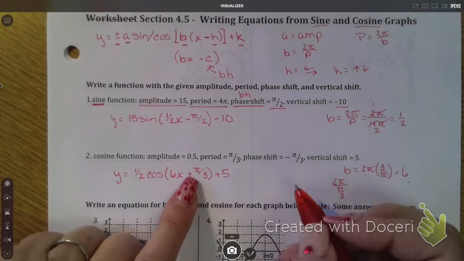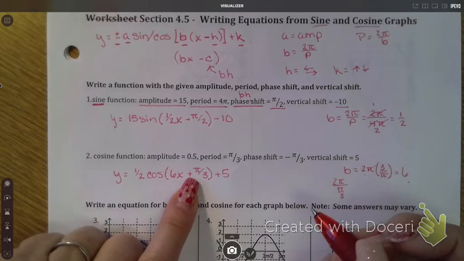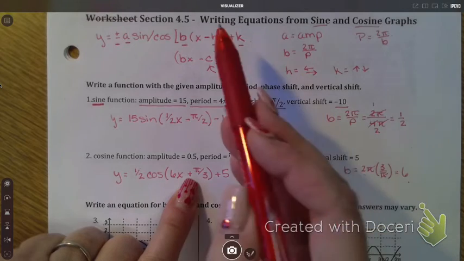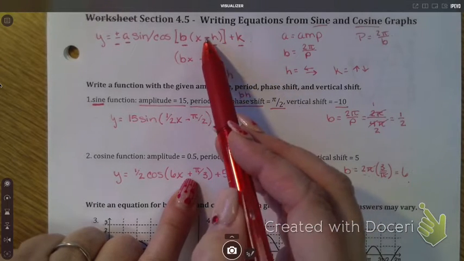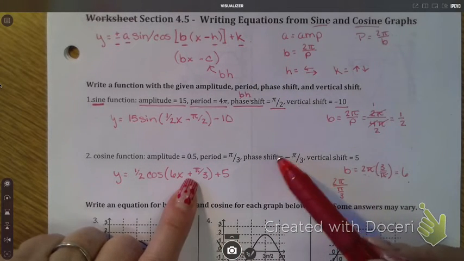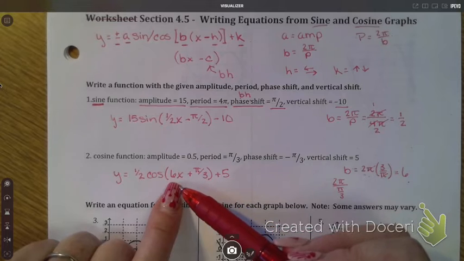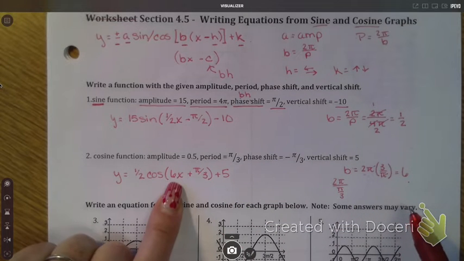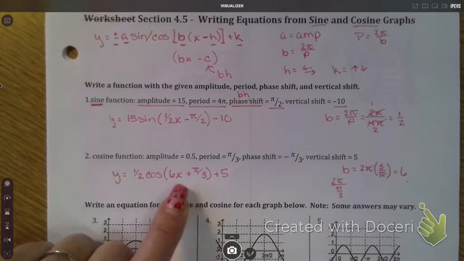Now, did everyone put plus pi over 3? Yes. Good job. Why is it plus? Because it's negative h, and so a negative and a negative is a positive. Was B my only issue? Yeah. Okay. So remember that multiplying by the reciprocal. You can have those on the test.